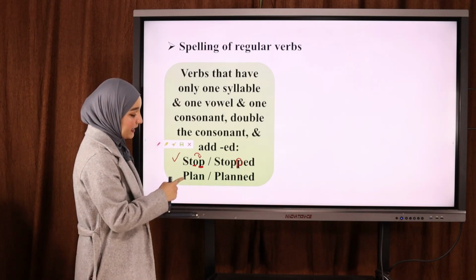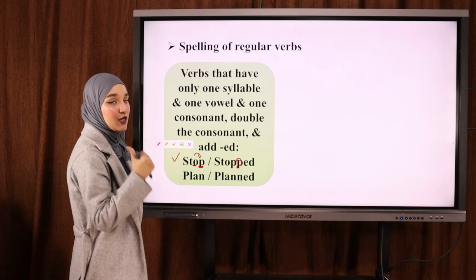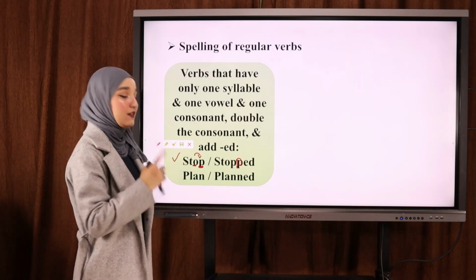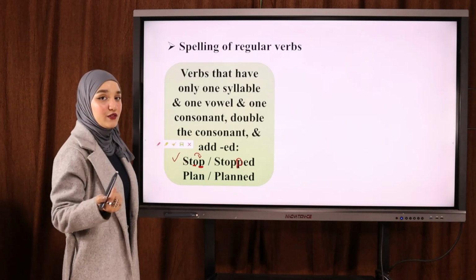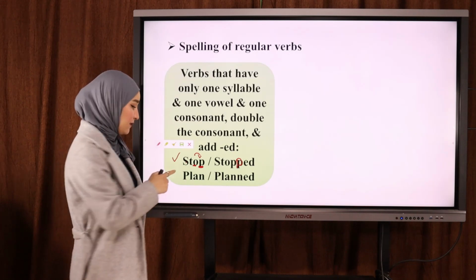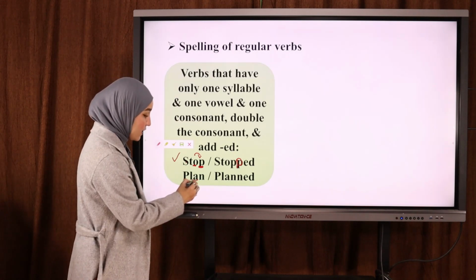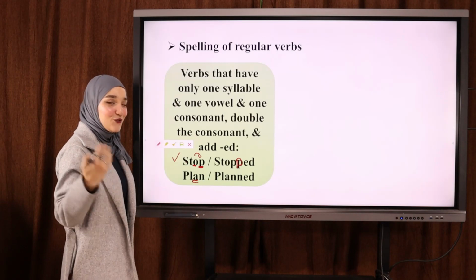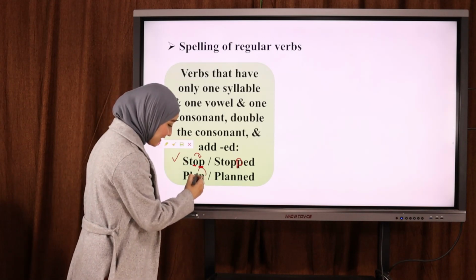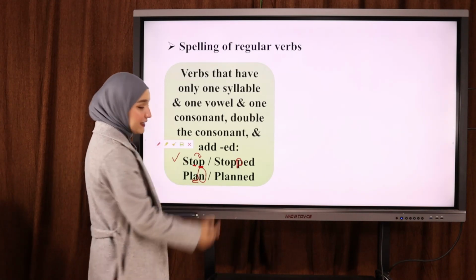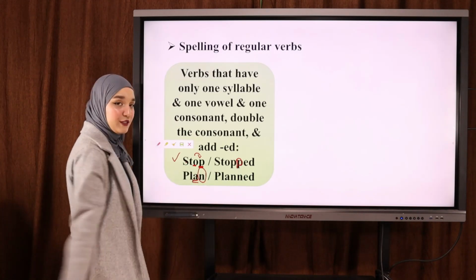Here's another example. Plan. Plan. Only one syllable. صوت واحد. Plan. Check. How many vowels? كم حرف ناطق في هذه الكلمة؟ So we have A. Only one vowel. So what do we do? We just double the consonant. Plan, planned. Stop, stopped. Okay?